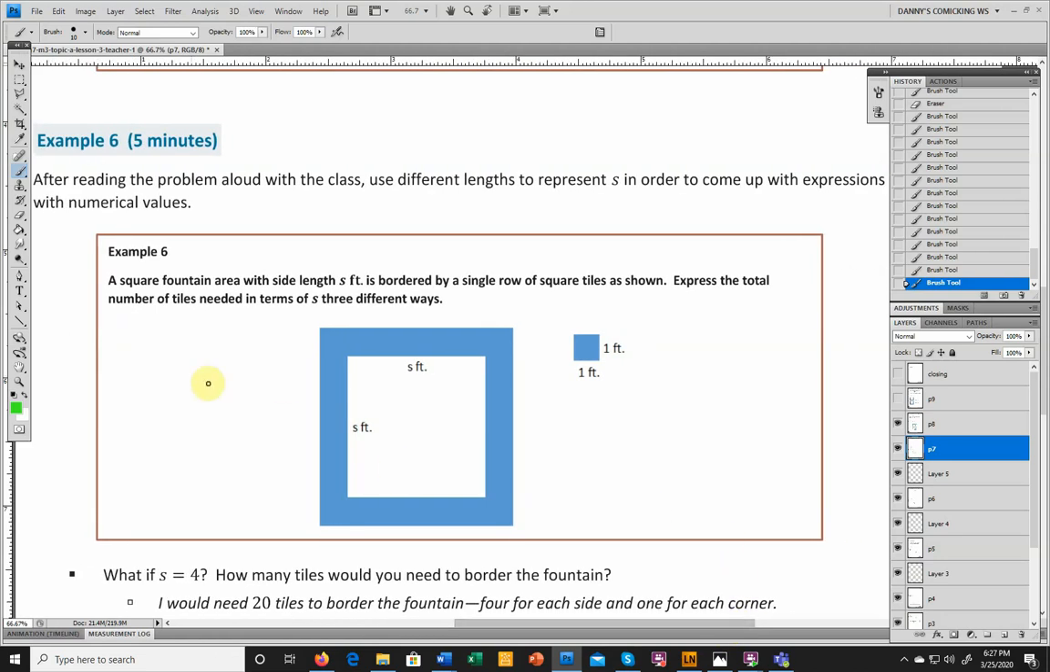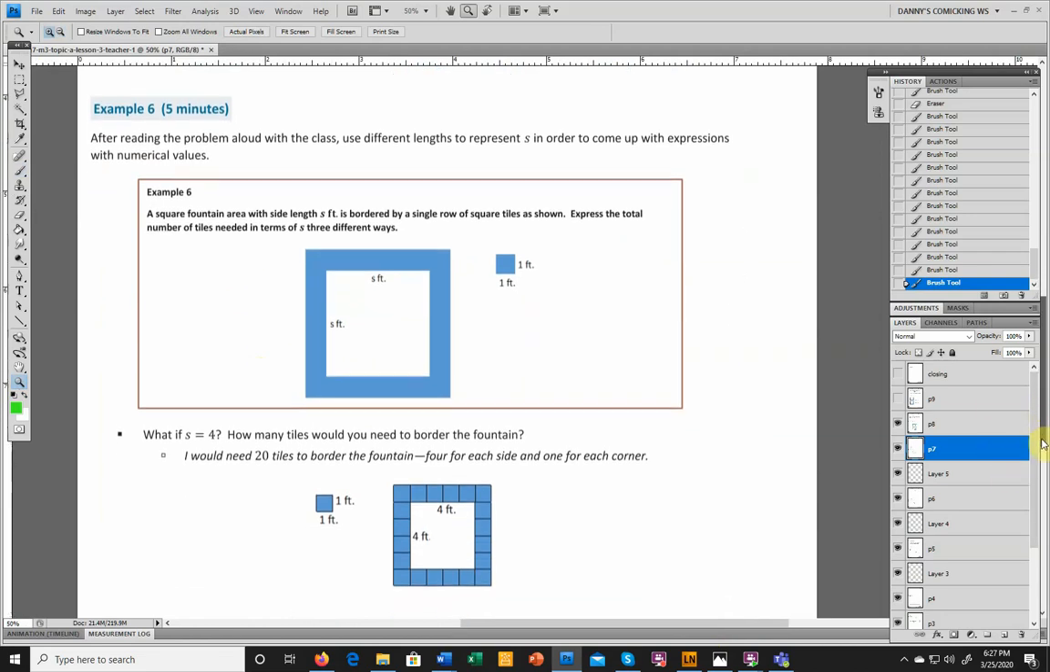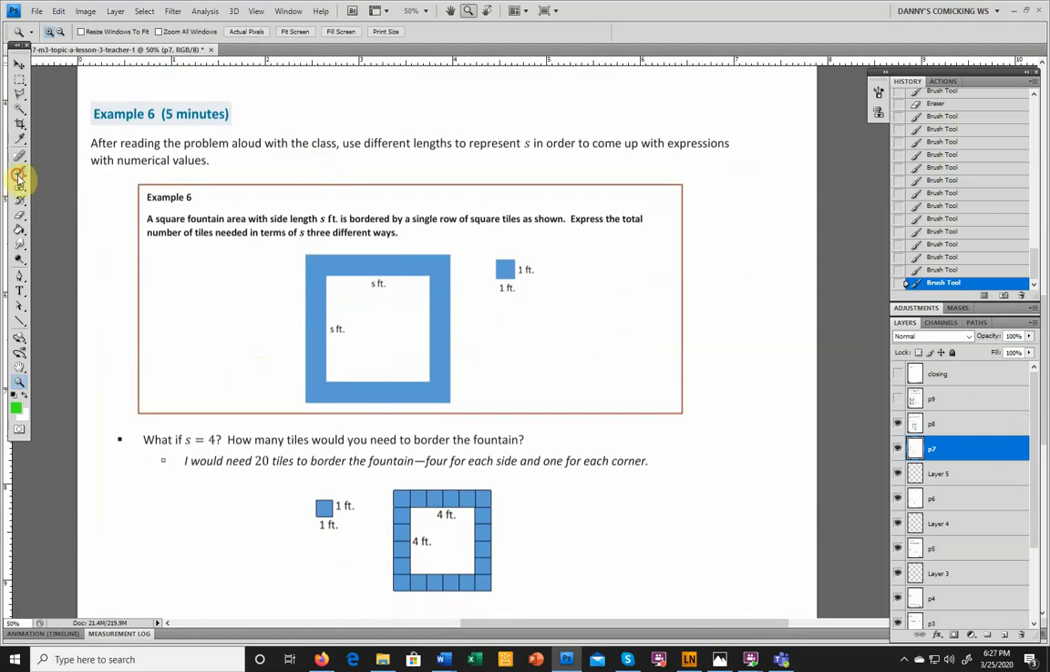Let's look at example 6. I'm going to zoom back out just a little bit so we can see the whole thing. All right. After reading the problem aloud with the class, use different lengths to represent s in order to come up with expressions with numerical values. A square fountain area with side length of s feet (ft is always feet) is bordered by a single row of square tiles as shown. Express the total number of tiles needed in terms of s, 3 different ways.